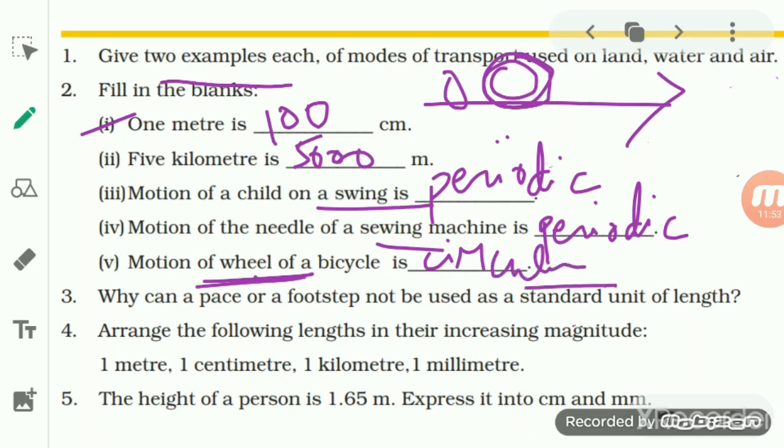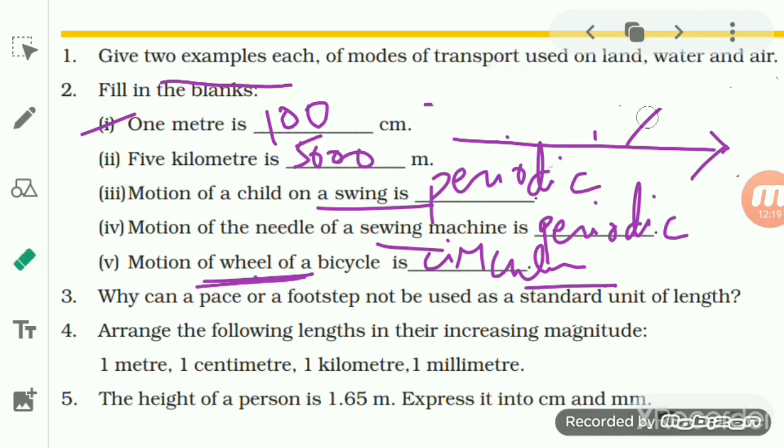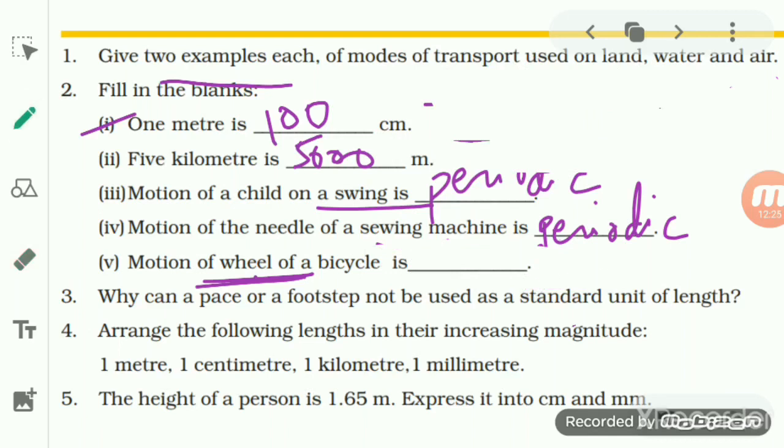Both are the same. The wheel of the bicycle rotates about its central part, and it remains fixed at the bicycle. So the bicycle, if it is moving in a straight path, is rectilinear, but here it is talking about the wheel of the bicycle. The wheel rotates, so we can write rotational, or you can write circular. Both are the same. So the answer will be rotational, because it keeps rotating itself.